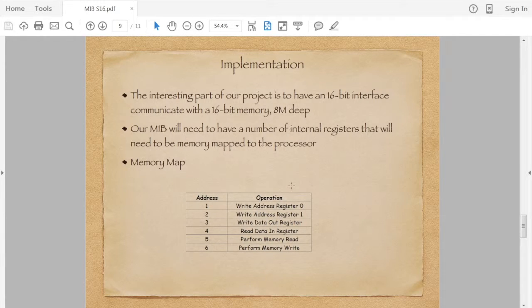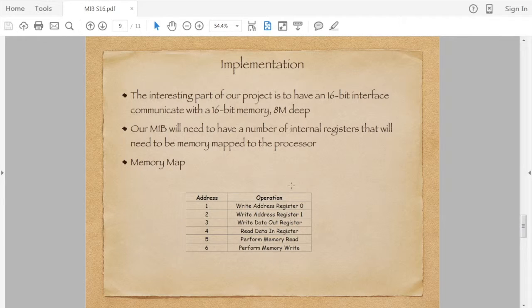In our implementation, we have a 16-bit interface now with our processor, but what we still have is 8 meg of data. And the 8 meg, of course, we all know is 2 to the 23rd. So our address bus is 23 bits. So we're going to see that we have to have a couple registers to hold the address we're providing to the memory. The registers we're going to need, and we'll see on the diagram on the next page, are write address 0, write address 1.